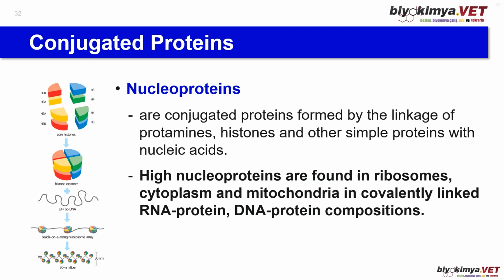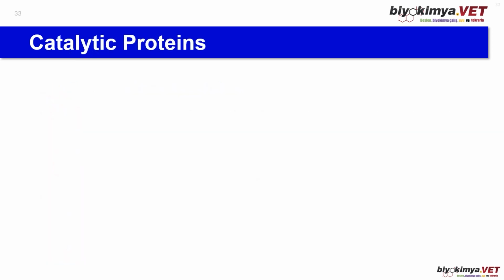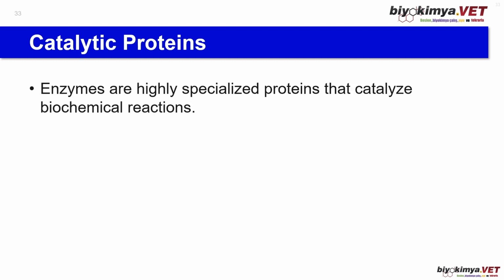And we finish the structural classification of proteins. It's time for functional classification of proteins. In this class, we will start with the catalytic proteins and continue with transport proteins, nutritive and storage proteins, contractile proteins, structural, defense, and at the end, physiological regulatory proteins. Catalytic proteins, these are the enzymes, are highly specialized proteins that catalyze biochemical reactions.